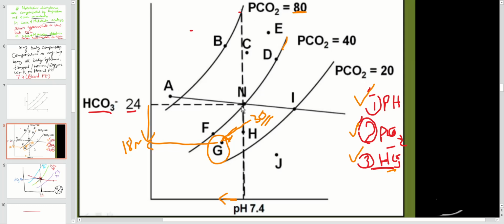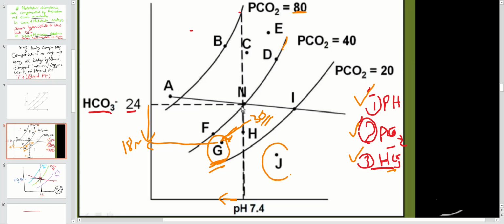Very good. Will the patient hypoventilate or hyperventilate? The patient will hyperventilate because it is an acidotic condition, right? So the patient has to blow out the carbon dioxide to return the pH toward the normal baseline, right? So this is point G.